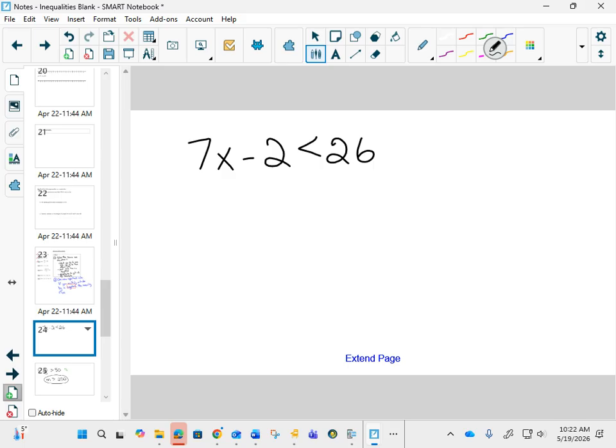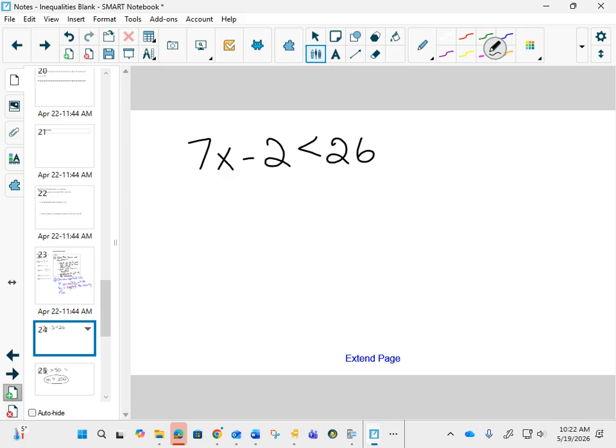Can you tell me a number that would not work? A billion. What's 7 times a billion? 7 billion. Minus 2? Something pretty close to 7 billion, right? Is that less than 26? No. Wait, what if it was negative?